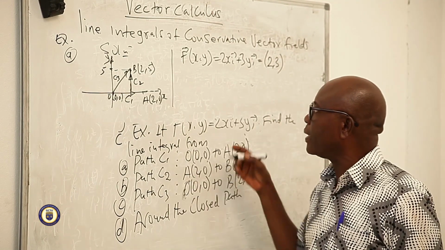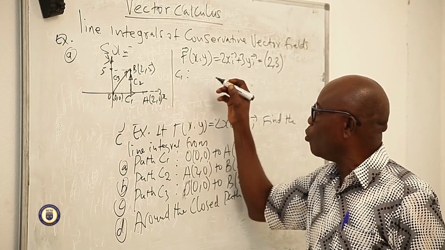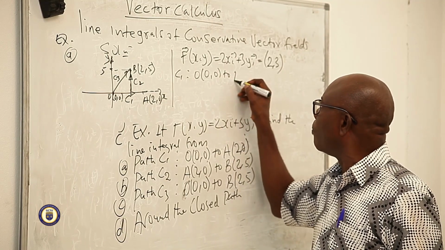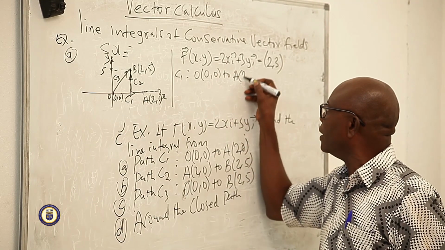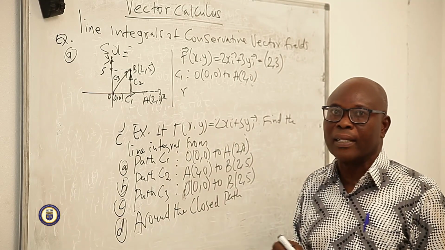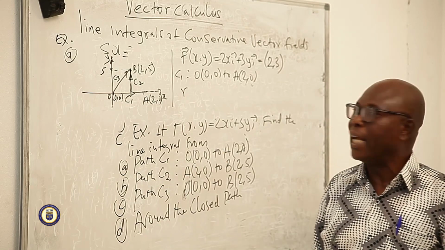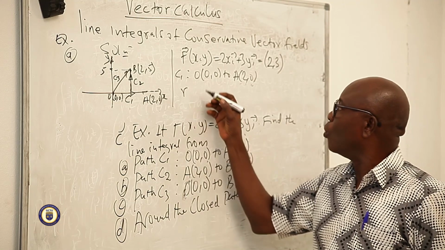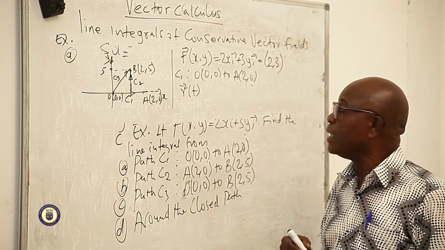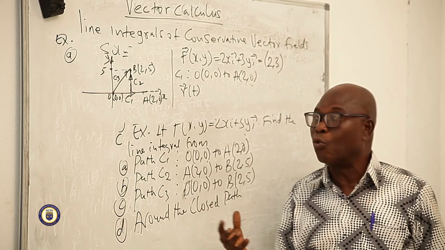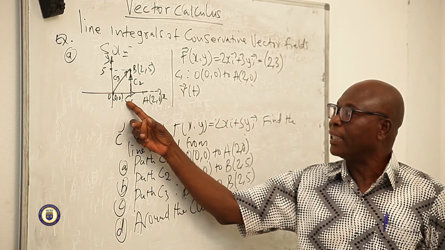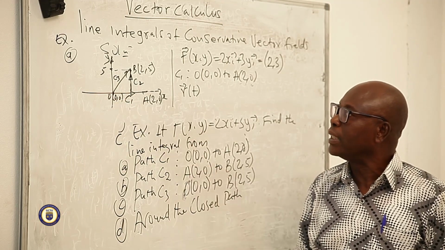Now, along path C1, we move from O, which is (0, 0), to point A. A has coordinates (2, 0). And so we need to find the path on which the line integral is being calculated. So we have to find the parametric equation r(t), which represents the path C1, from O to the point A.